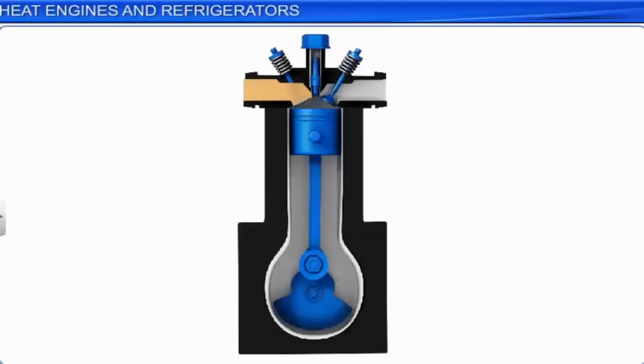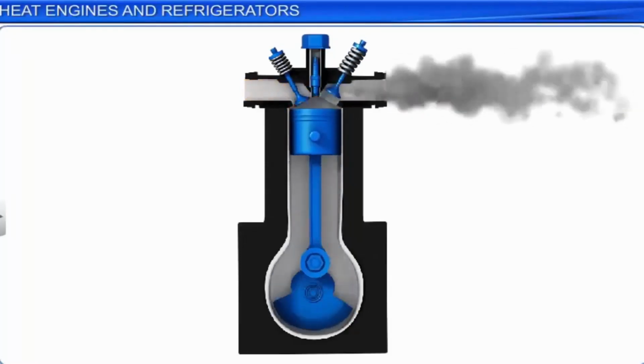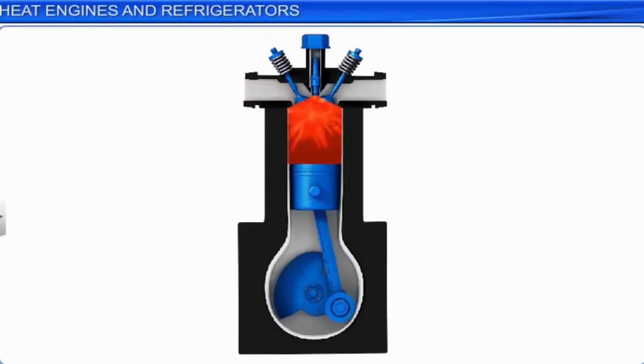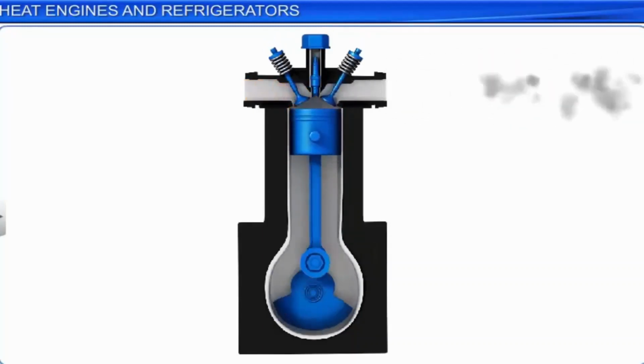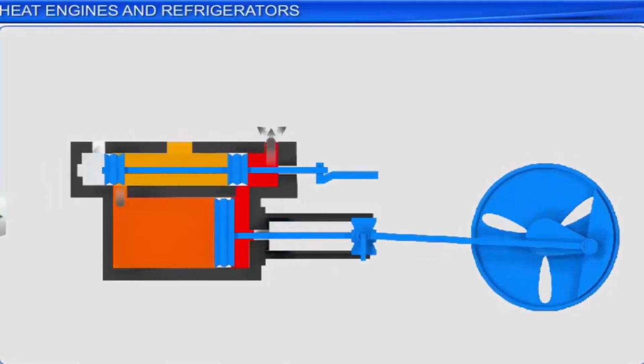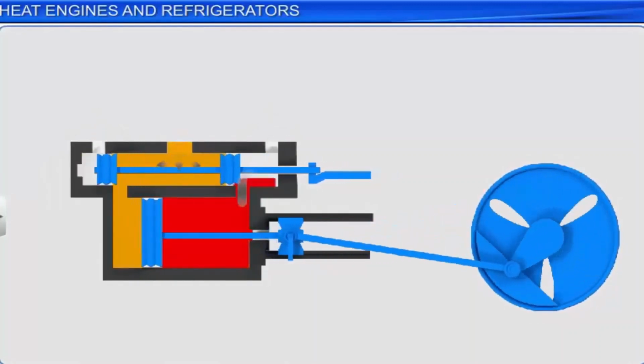In every cycle, the piston repeats all these 4 strokes. Hence, the engine is called a 4-stroke engine. Now, let us see how a steam engine works.